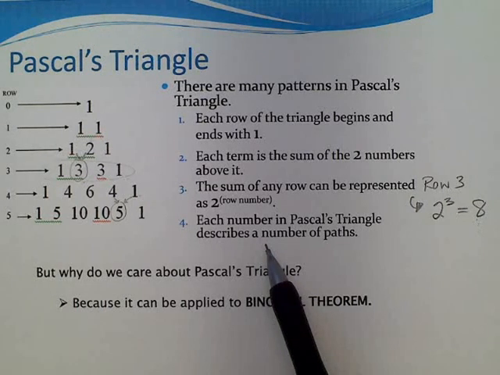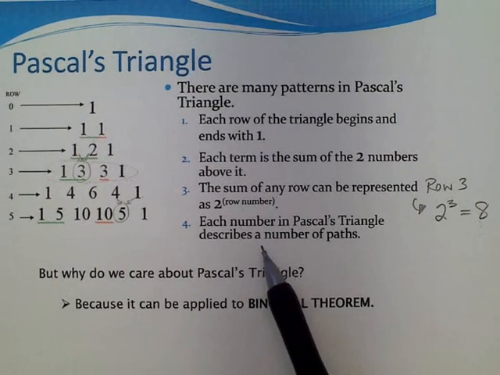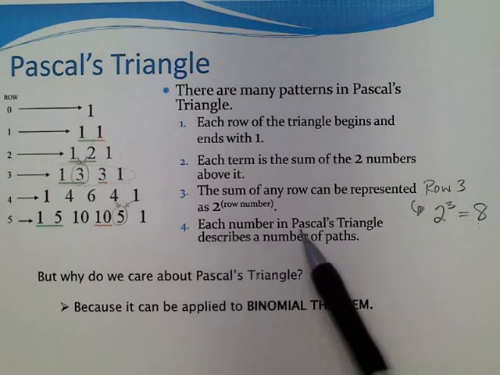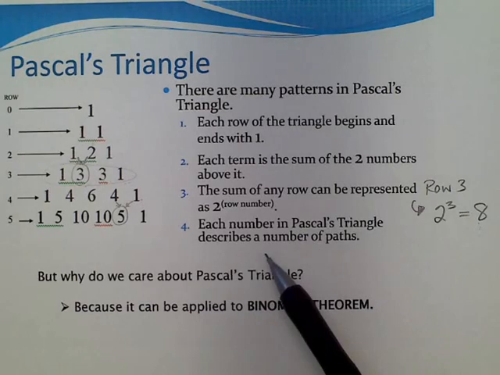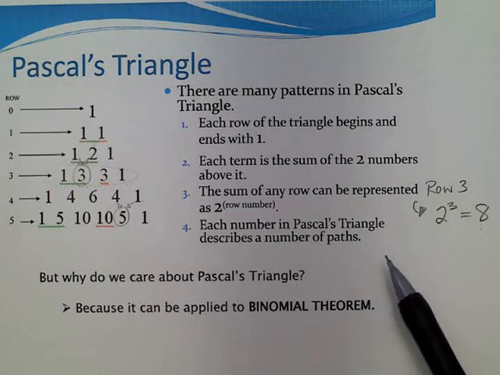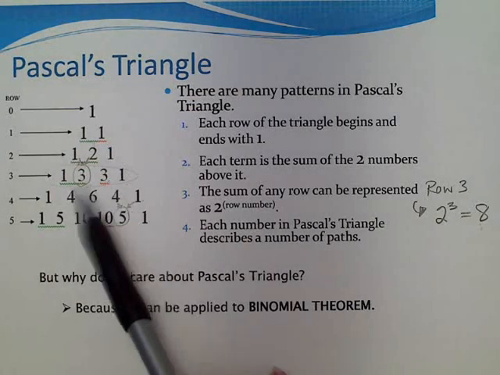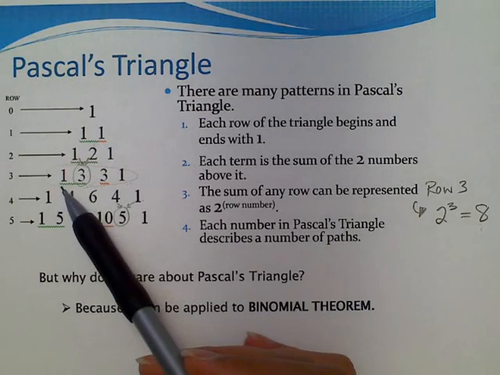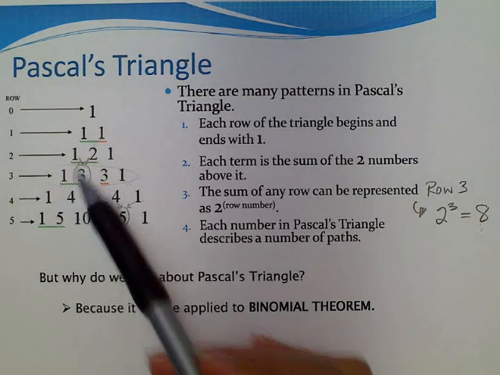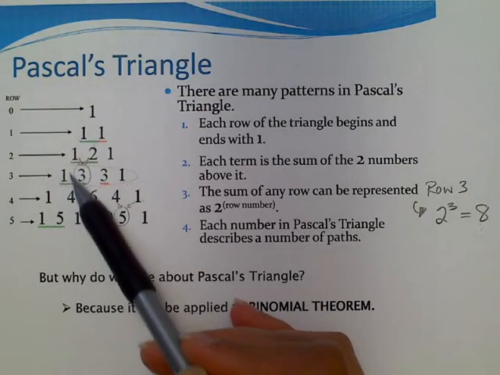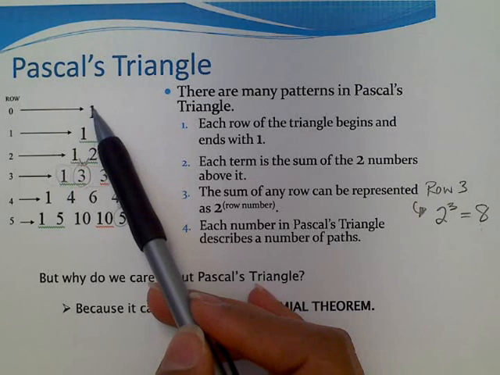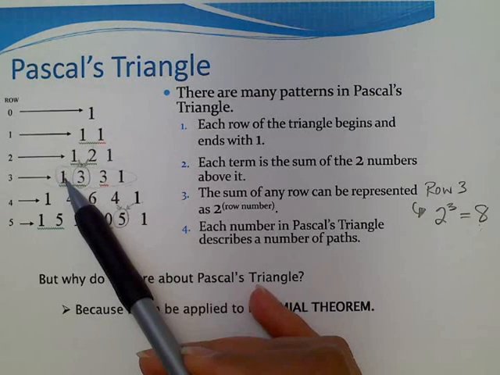And if you look at the fourth pattern that's represented in Pascal's triangle, you'll notice that it says each number in Pascal's triangle describes a number of paths. So each of these numbers tells me the number of different ways that I can get to that particular spot in Pascal's triangle. So for example, there's only one way to get to this value here. And that way is to start at the top and continue towards the left and get to that 1 there.